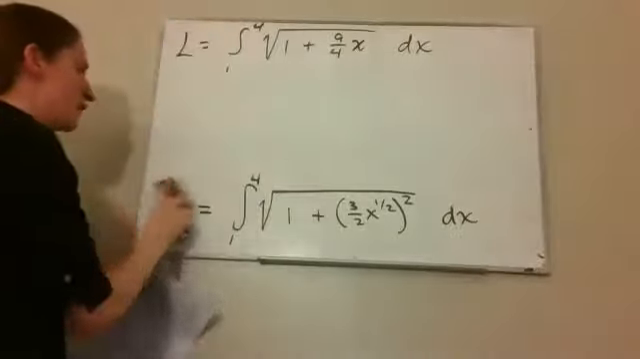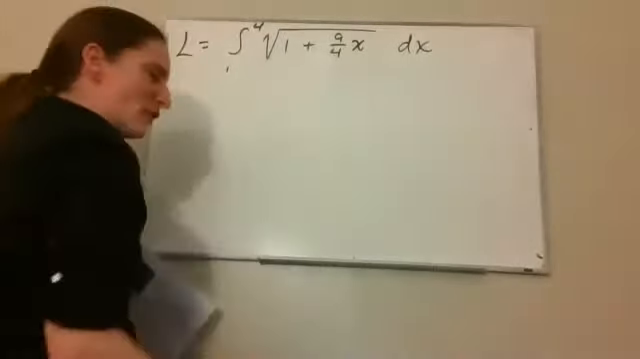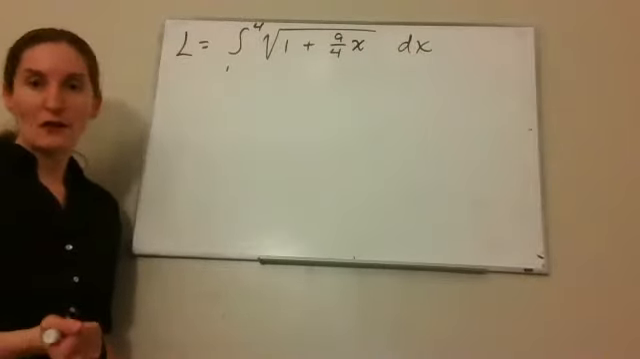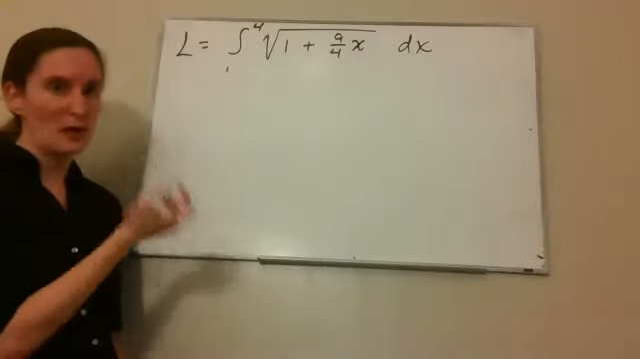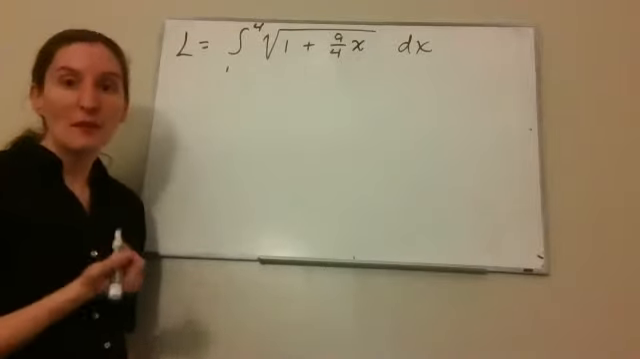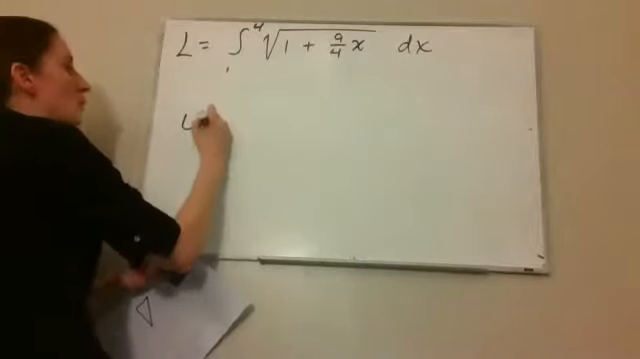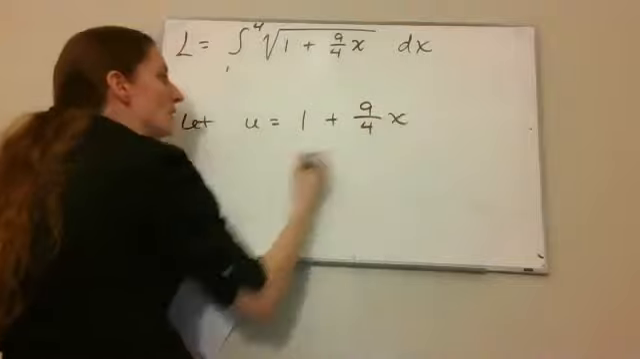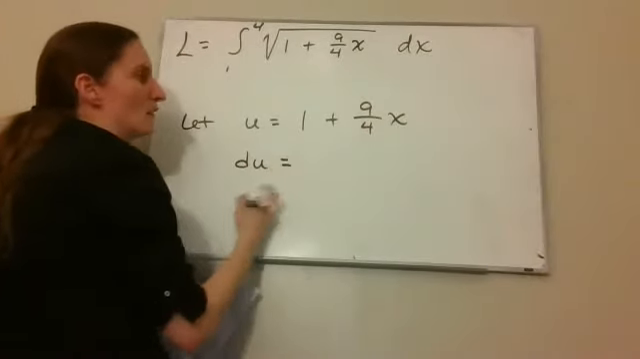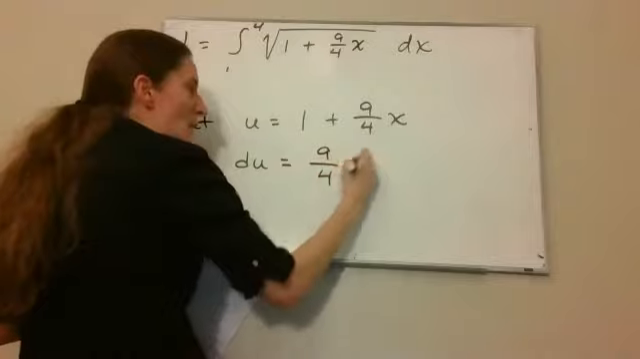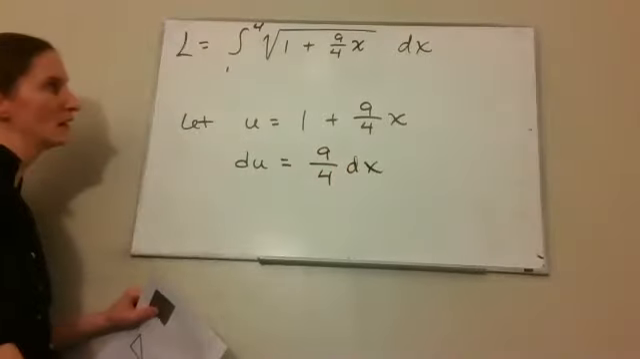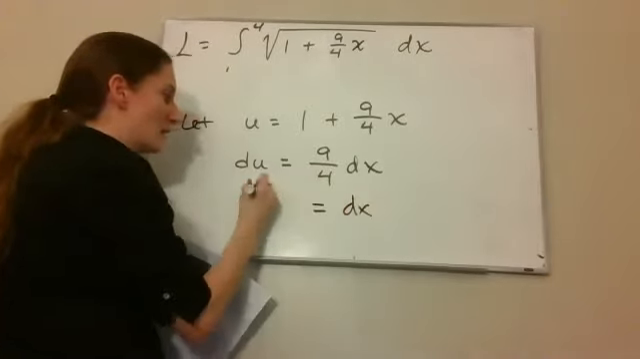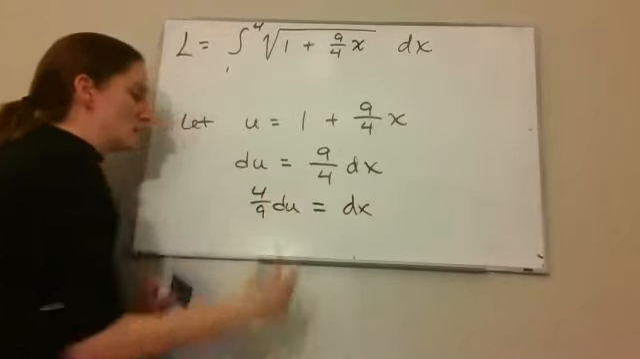Now, how do I do this integral? Well, I have a bunch of stuff underneath the square root. I could do an integral of a variable under a square root directly, but that's way too complicated. We need to use substitution on this. So I'm going to let u equal everything underneath the square root, and that means du is the derivative of that, 9/4 dx. And if I solve this for dx, I get dx is equal to 4/9 du.